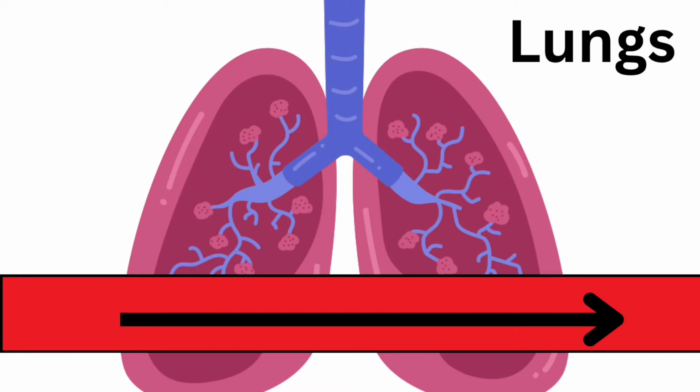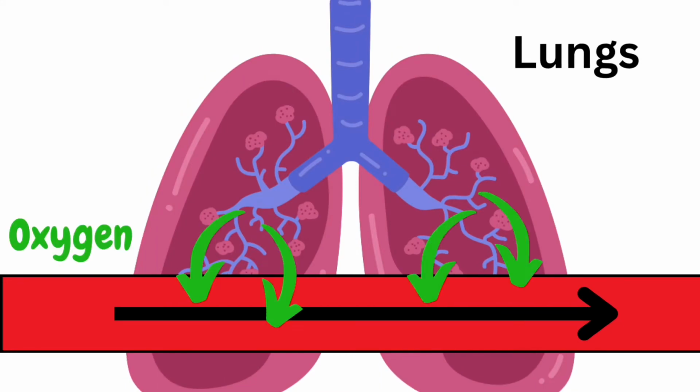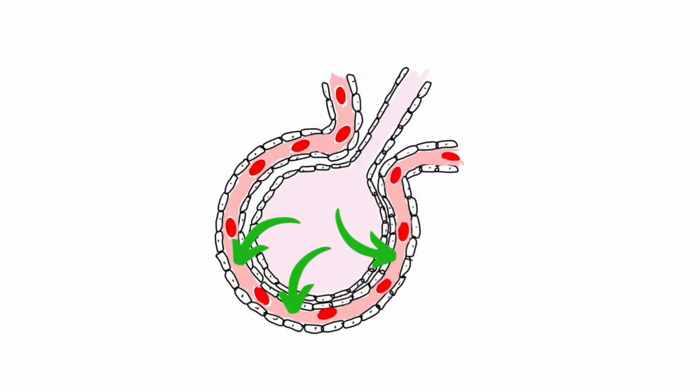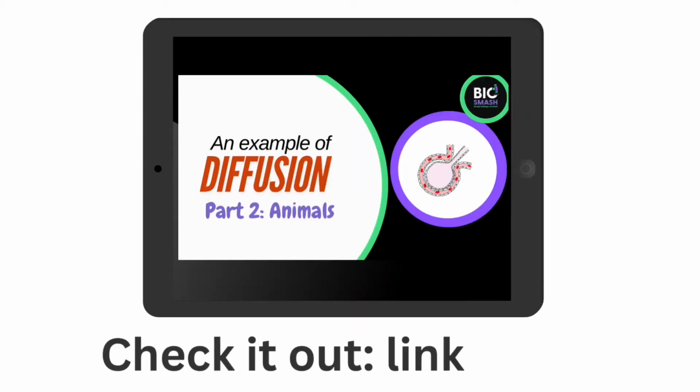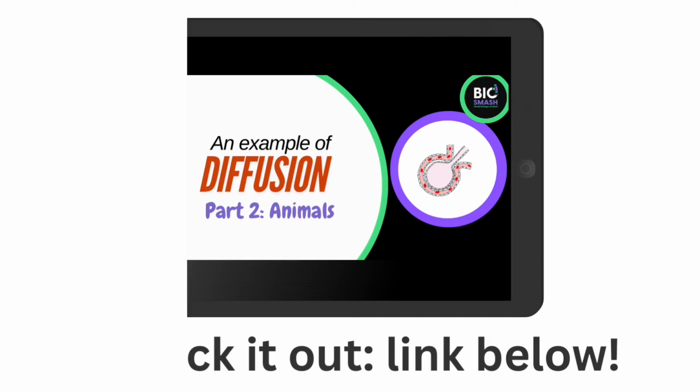The blood will flow through the lungs to pick up oxygen. Oxygen molecules diffuse from the lungs into the blood. This process is actually a little bit more complicated than this and happens in the alveolus. I've made a video all about this, so I'll put the link below in case you'd like to watch it. We say that the blood has become oxygenated because it now contains lots of oxygen.